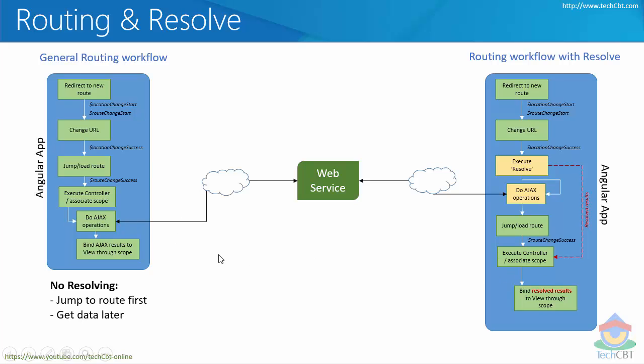So in simple terms, if you are not resolving, you are saying jump to the route first, get data later. So you can see we are jumping to the route first and we are getting the data later. And if you are thinking about resolving, you are getting the data first and then jumping to the route and passing that data, whatever you have received through resolving, to the new route. So these two are the only differences between a general routing workflow and a resolution-oriented routing workflow.